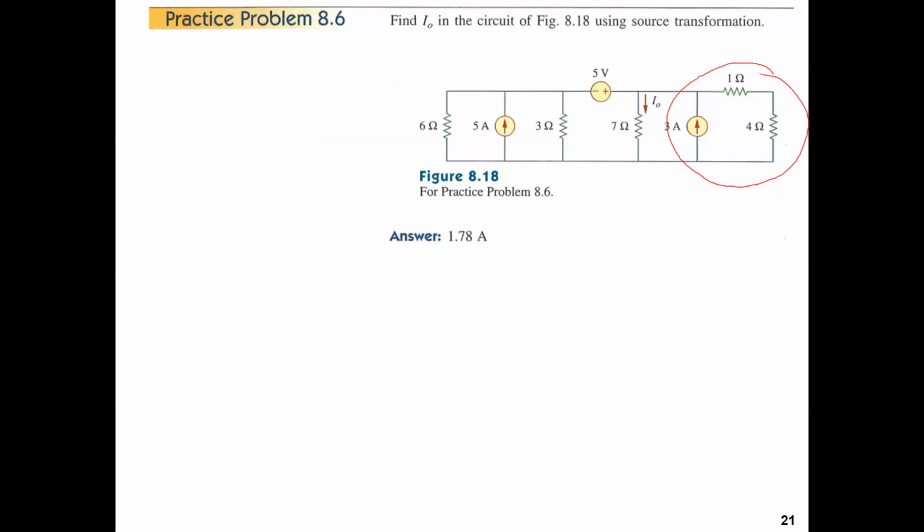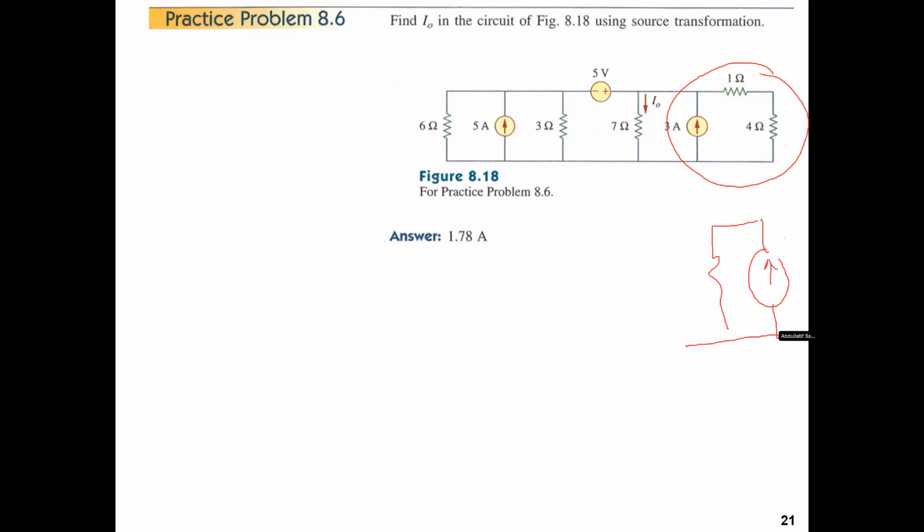Since we are looking for the current I0 through the 7 ohm resistor, we need to organize this current source and put the current source to the left. Again, we could swap. And then since the 1 ohm and 4 ohm are in series, this would be 5 ohms. And this is 3 amps. And then this is the 7 ohm resistor, I0.